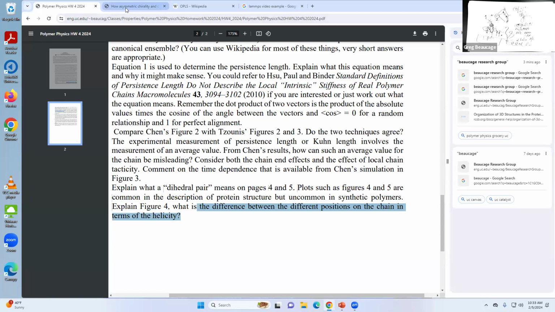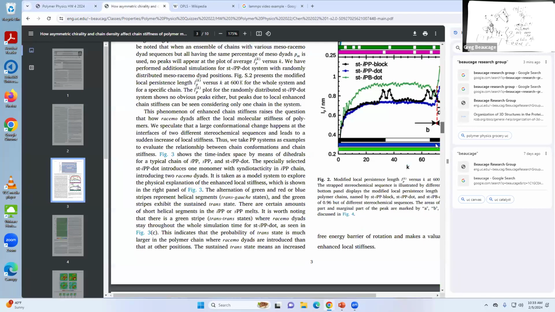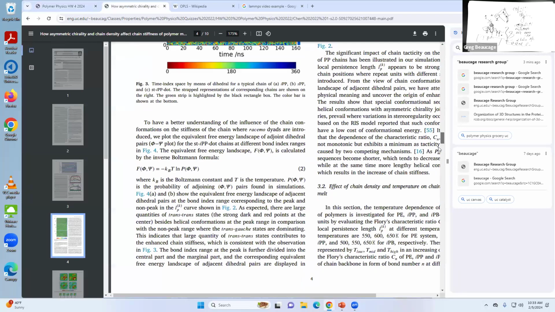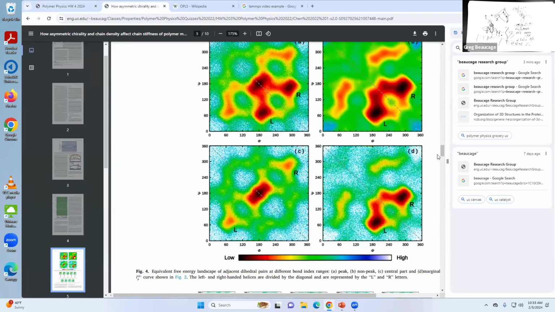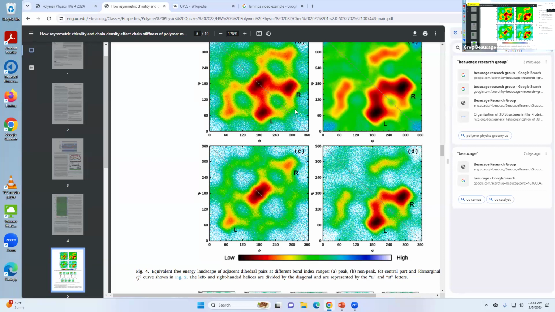Figure 3, figure 4. So this is the right and left helix. Isotactic polypropylene also forms a helix, not an alpha helix, and it has the same right and left, like a clockwise or counterclockwise screw thread.